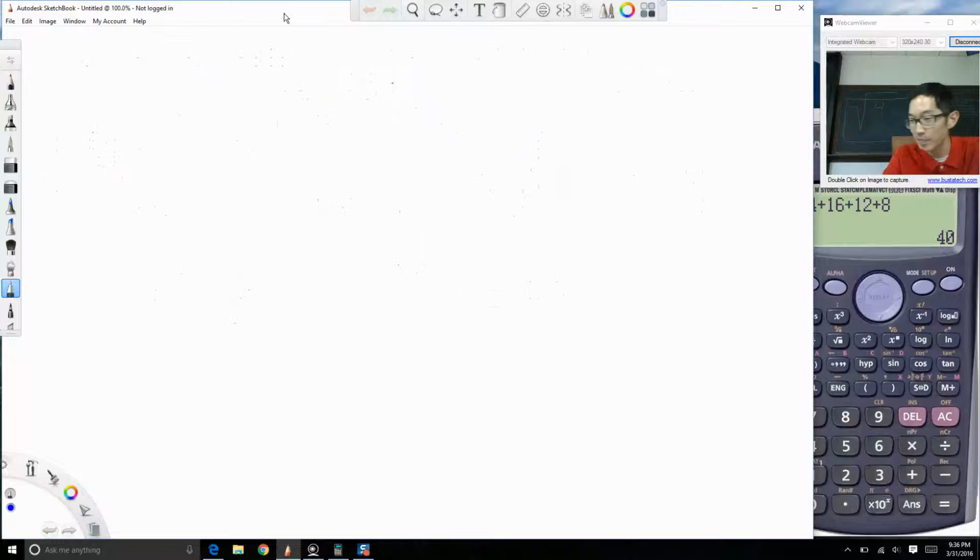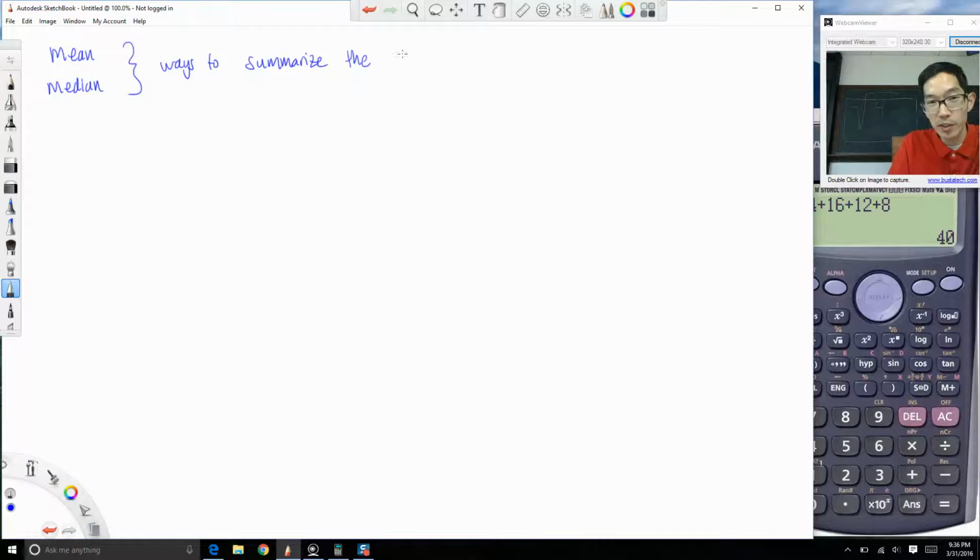All right. So I've got to talk about other numeric summaries. We've got the mean and the median. These are ways to summarize the quote central tendency of a data set, of a sample of data.